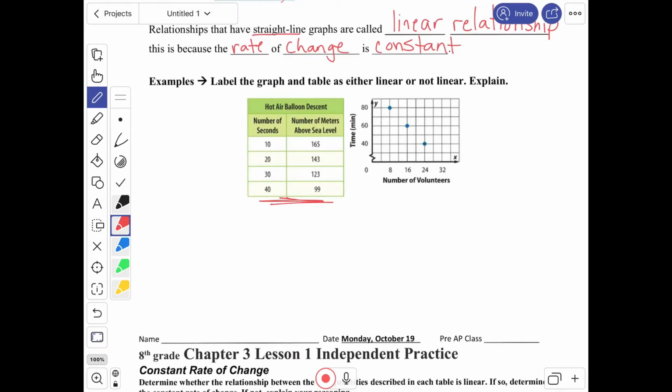Example says label the graph and table as either linear or not linear. I'm going to look at the graph first. The graph, if you connect all the dots, makes a straight line. And if it makes a straight line, it is linear.